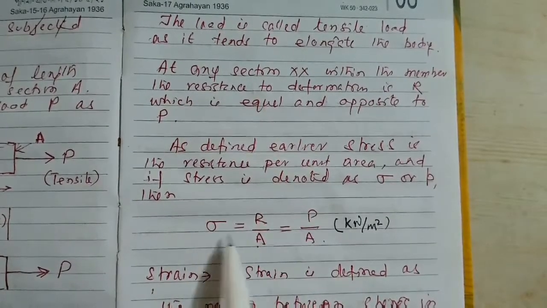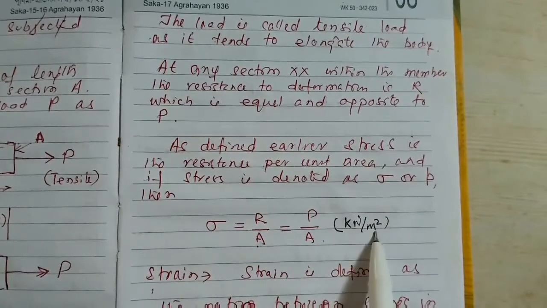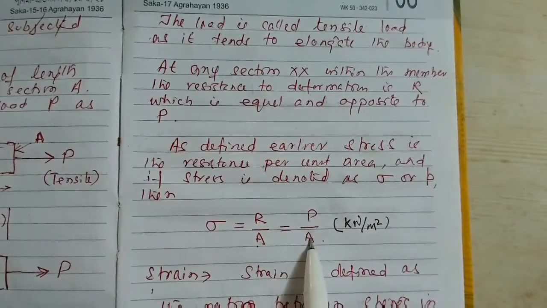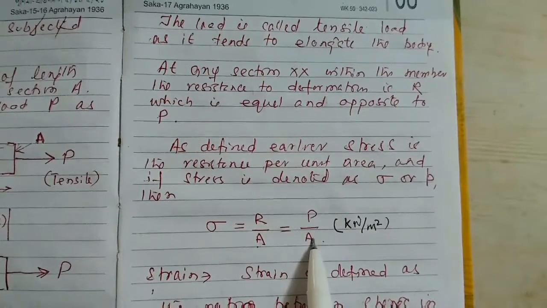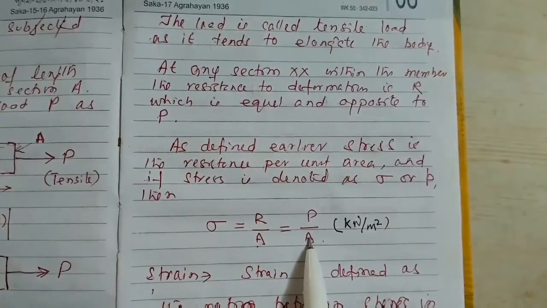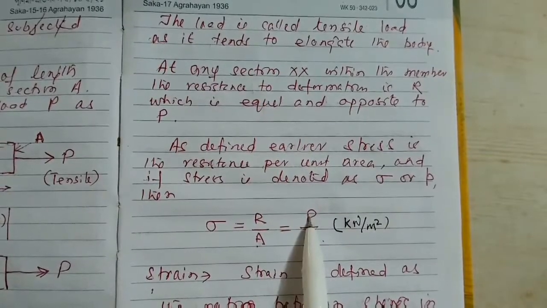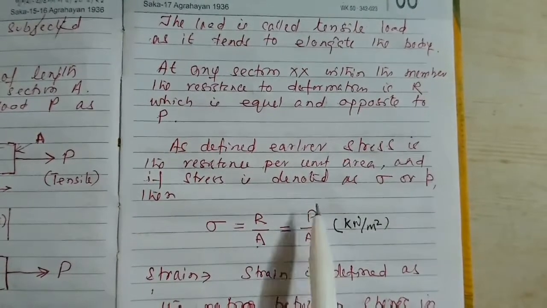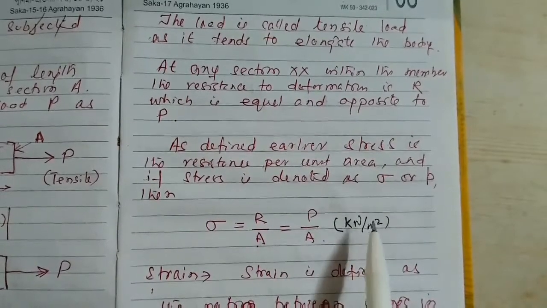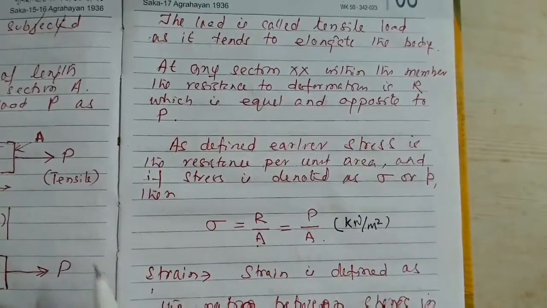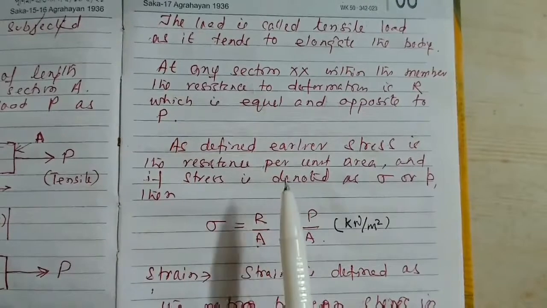The unit of stress will be kilonewton per meter square, because it is load per area. Load is in kilonewton, tons, kg or anything, and area is in meter square, centimeter square or millimeter square. So the unit of stress will be, for example, kilonewton per meter square. Now this is simple stress.